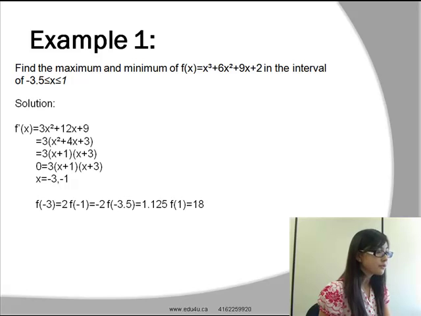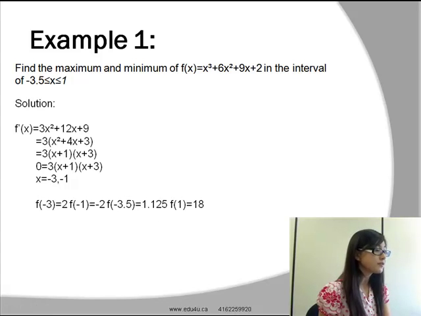Next, we have to find f of x for when x is equal to negative 3 and negative 1, as well as the endpoints, negative 3.5 and 1. When x is equal to negative 3, f of x will be equal to 2, and we find that by substituting negative 3 for x in the original equation. When x is equal to negative 1, we get f of x equal to negative 2, and so on. We also have to calculate this for the endpoints.